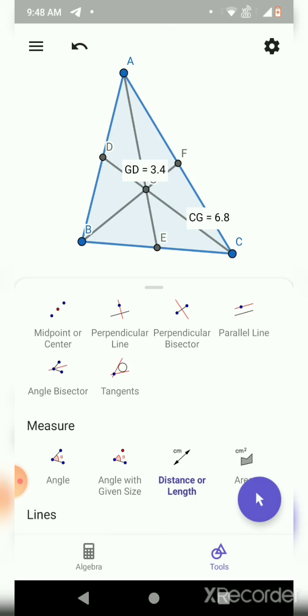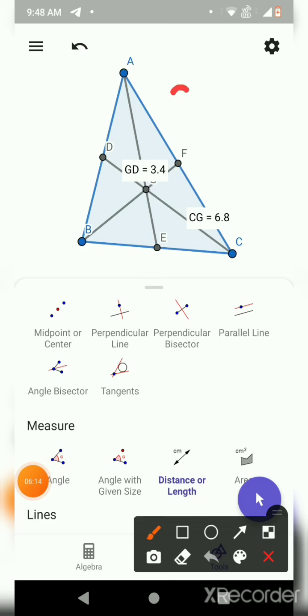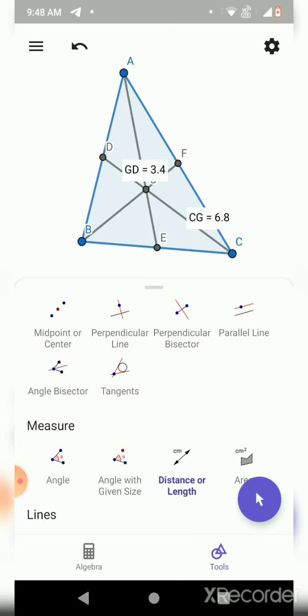So again you can see in all the three medians, the median, because of the centroid, has been divided into two parts. So the division is in such a manner that the medians are divided in the ratio 2:1. Okay, this is the property of centroid. Thank you.